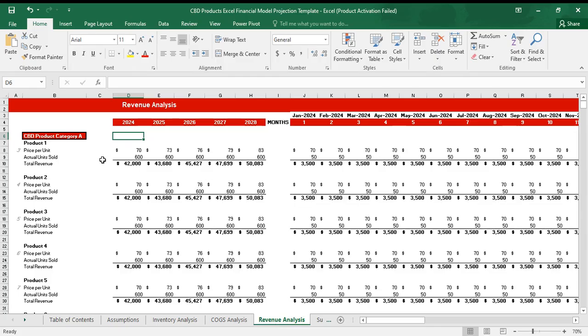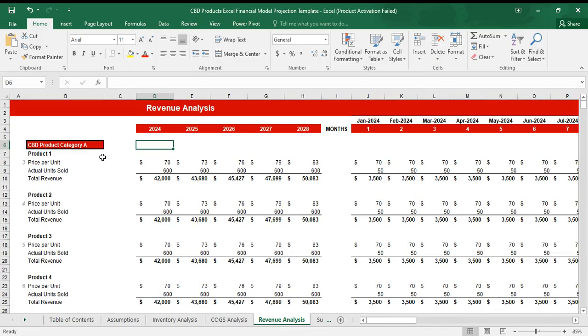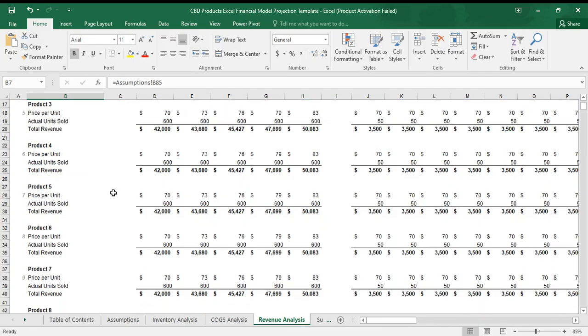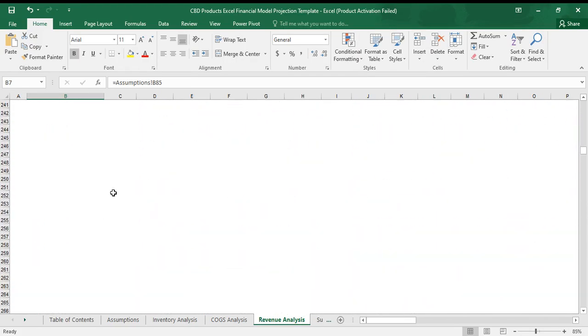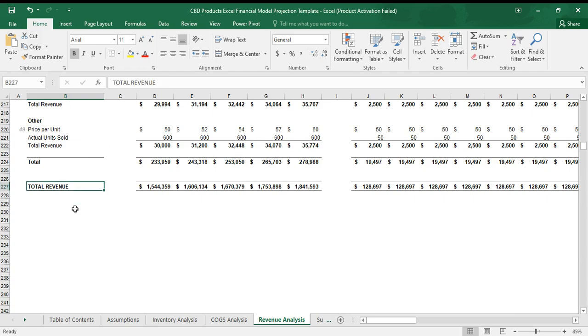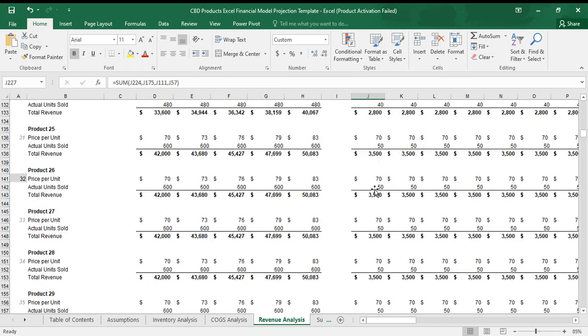Similarly, the revenue analysis sheet calculates the total revenue being generated from the sales of each of these products. And again, like the last sheet, the COGS analysis, we have calculated the total revenue figure at the very end of the sheet. These are both annual and monthly figures.